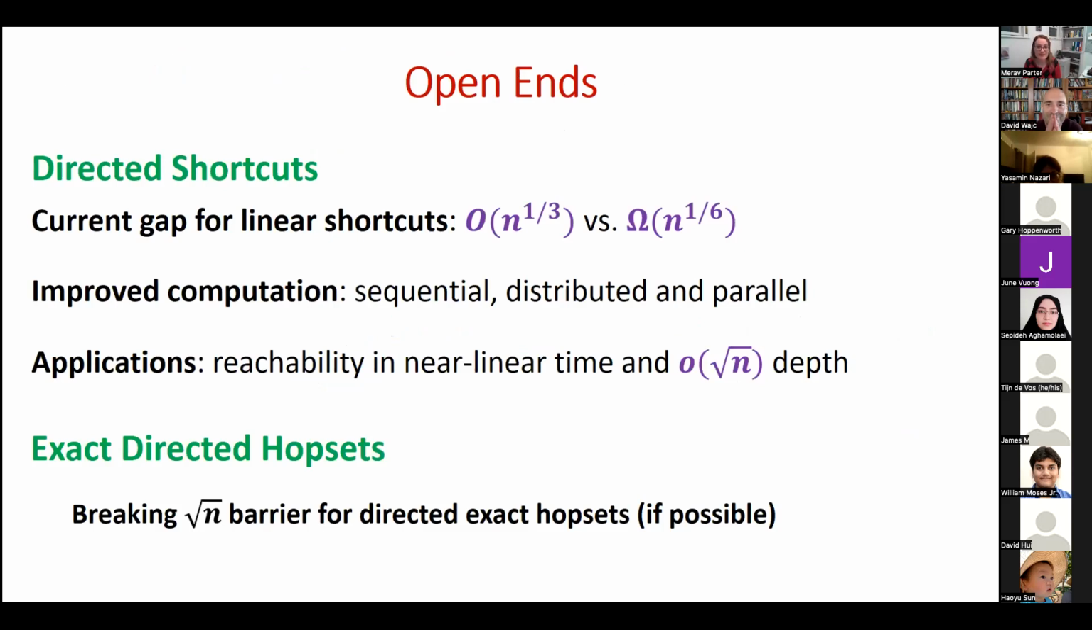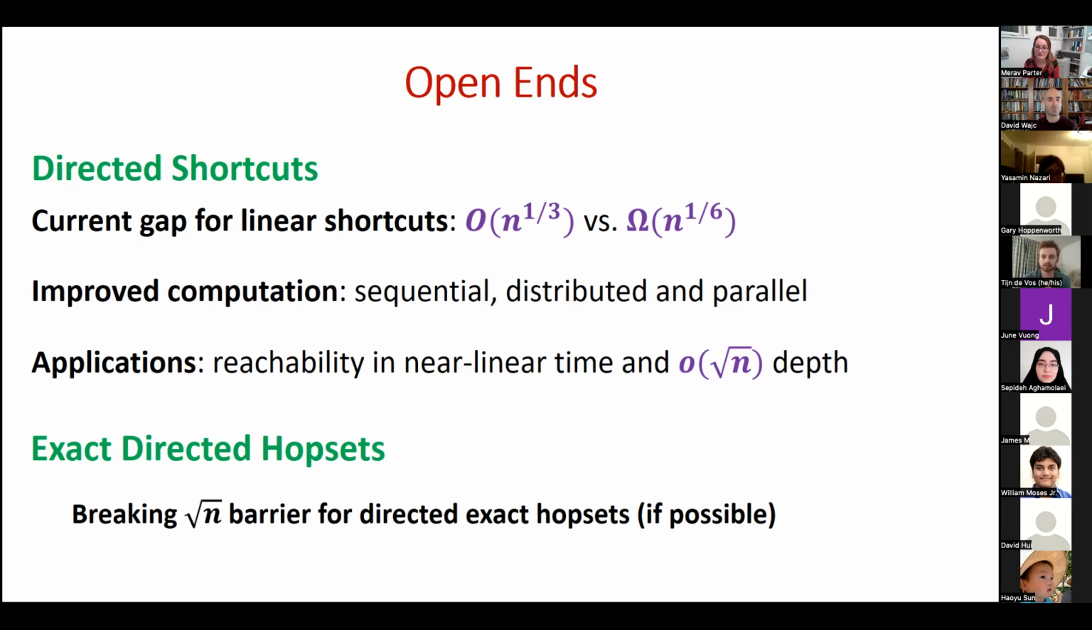Okay, so that really brings us to the end of the talk and mentions some open ends. There are like so many interesting open ends here. First, for shortcuts, I think that the most interesting gap is still the tension that we have for linear size shortcuts. We have an upper bound of n to the 1/3. Angel and Petty have this lower bound of n to the 1/6.